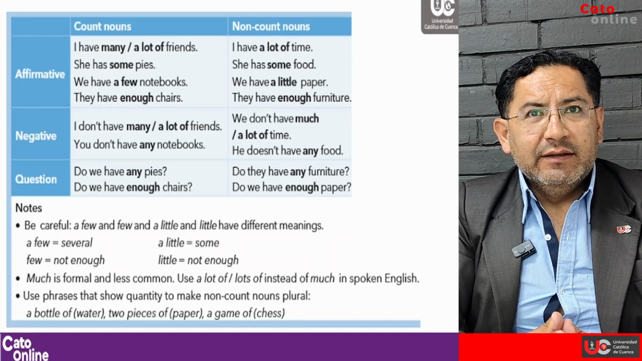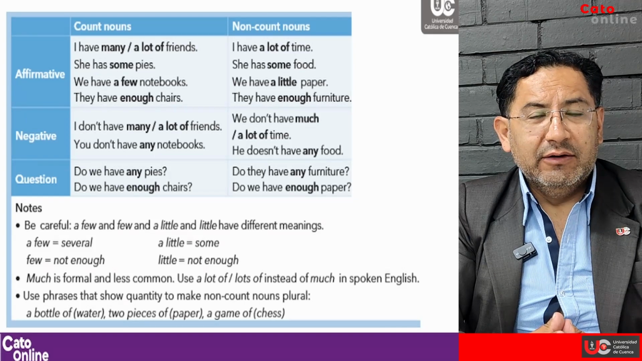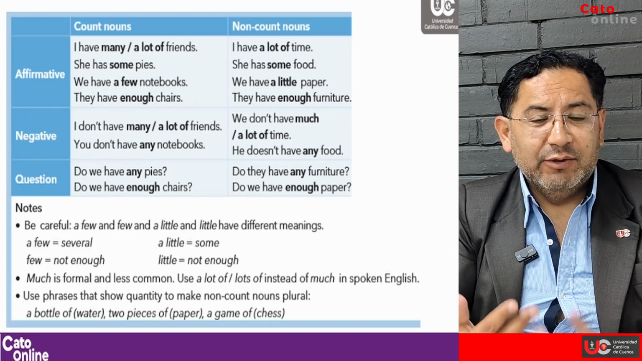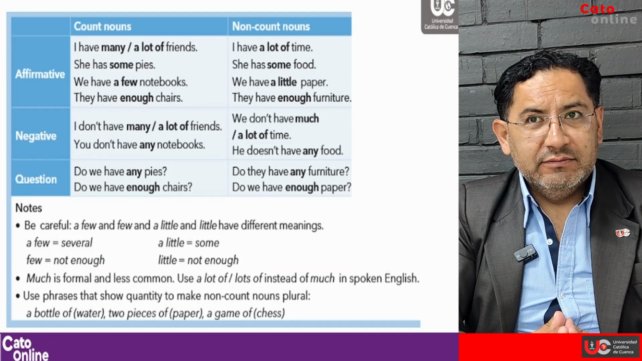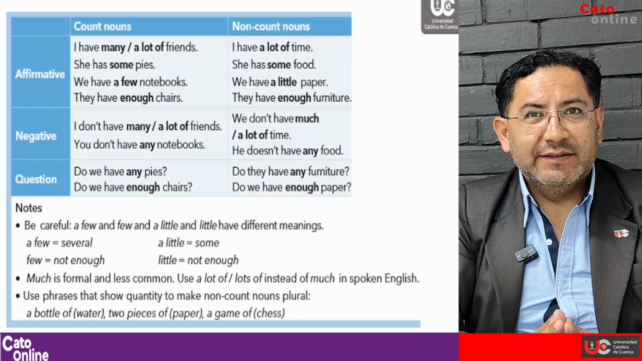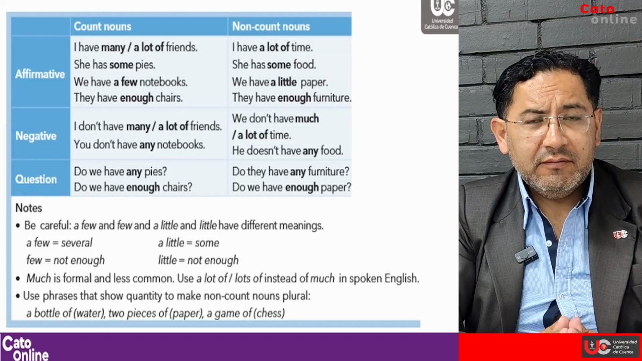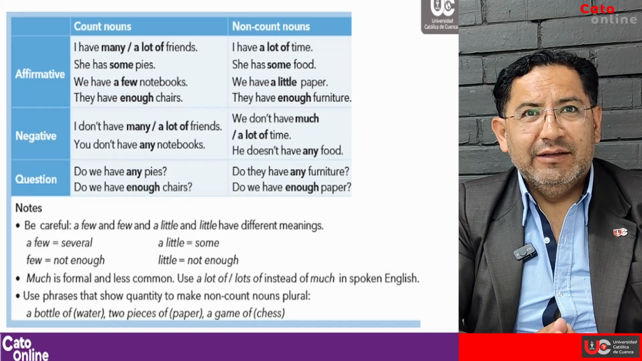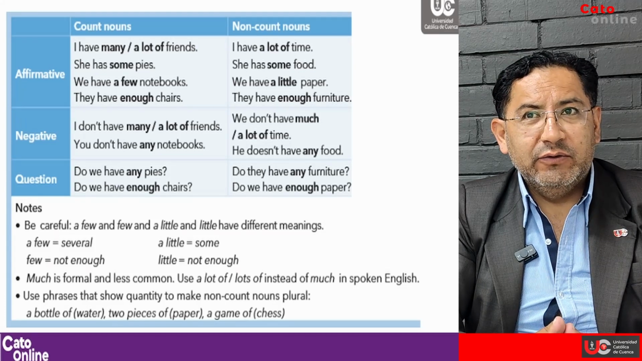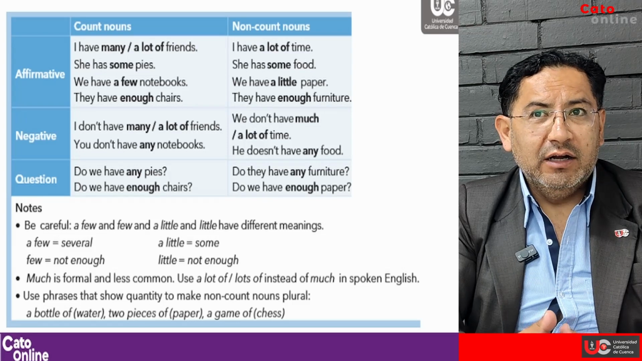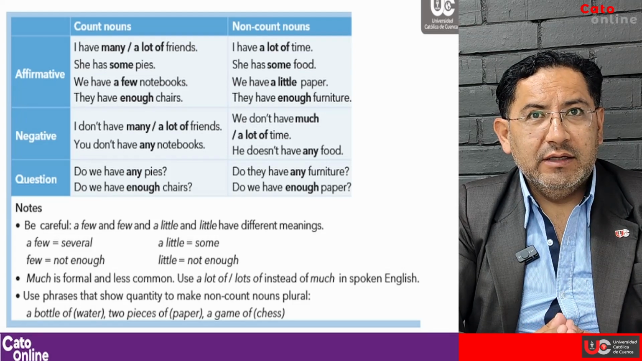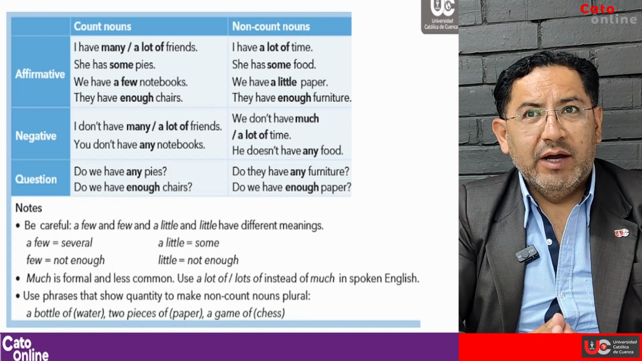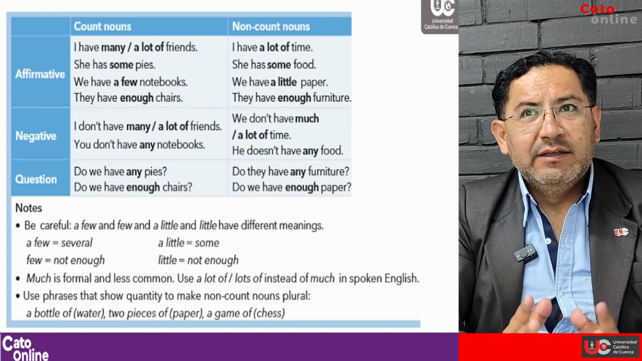Next, they have enough chairs. Chairs, one chair, okay? They have enough furniture. That's the same idea. With enough, we don't have problems. Now, in negative: I don't have a lot of friends. We didn't have a lot of time. In this case, we use many with count nouns and much with non-count nouns.